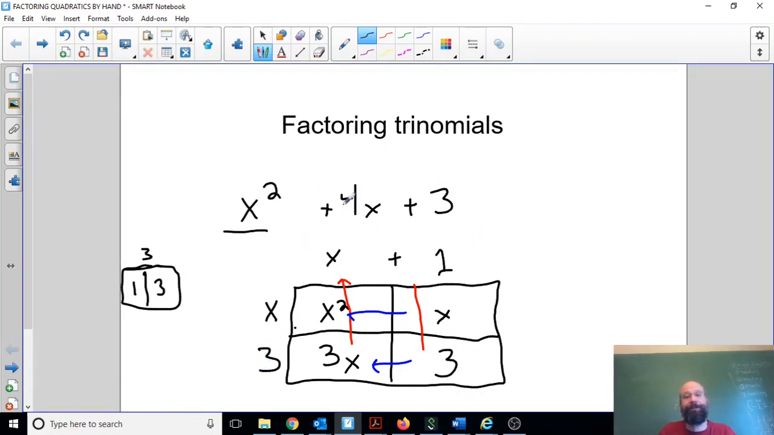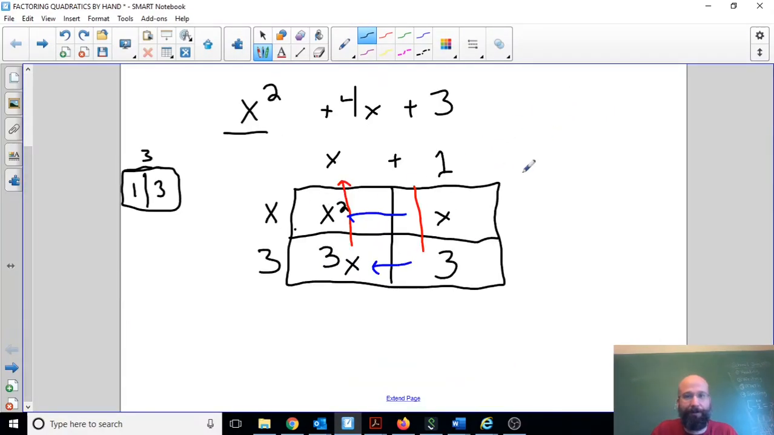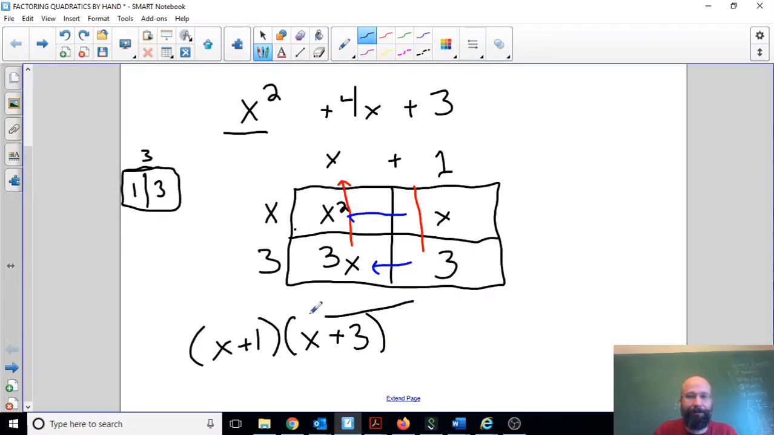And you can review the GCF video I have if you don't know how to find the GCF of these terms. All we're doing is finding the GCF of x squared plus 3x right here. Right, x squared and positive 3x is just x, and we put it here. So we take this top binomial, x plus 1, and we multiply it times this side binomial, x plus 3. And this would be our final answer, factored. This would be this problem factored.